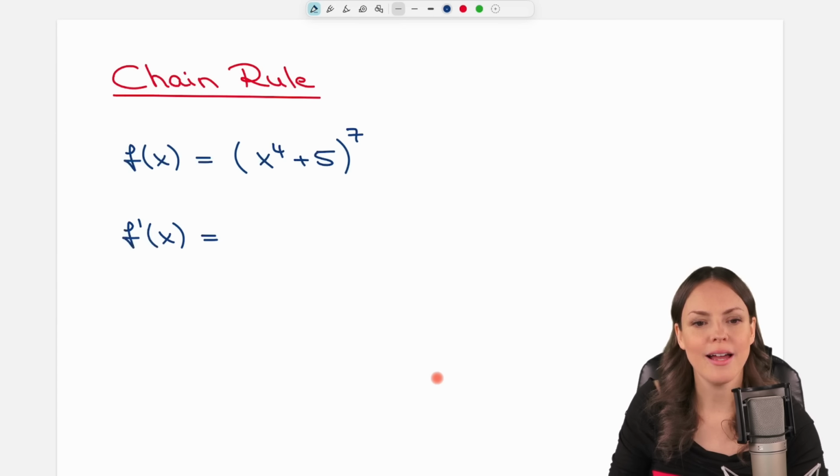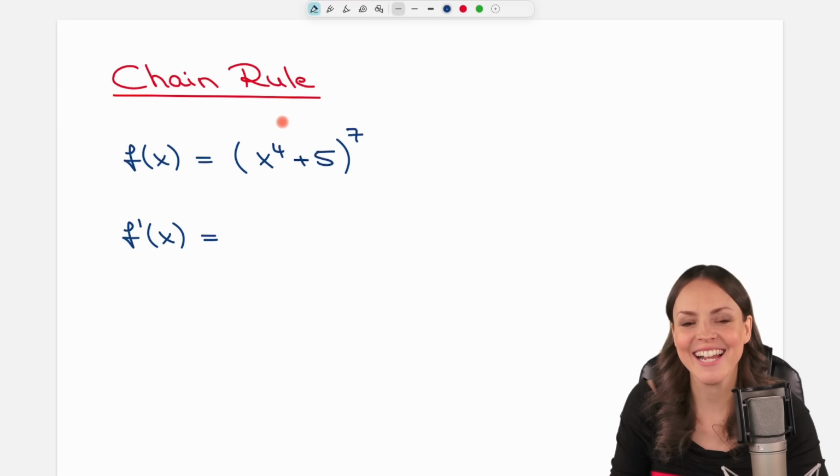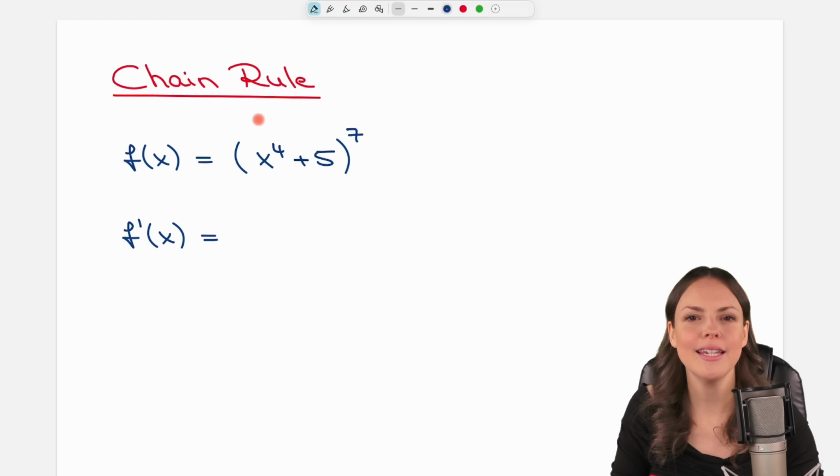And then we have our last rule, our lovely chain rule. People love the chain rule, or not. But the problem with the chain rule is that it's not so easy to see when you have to apply it.